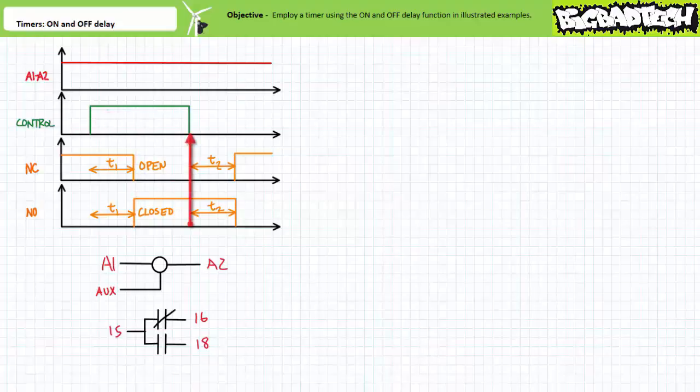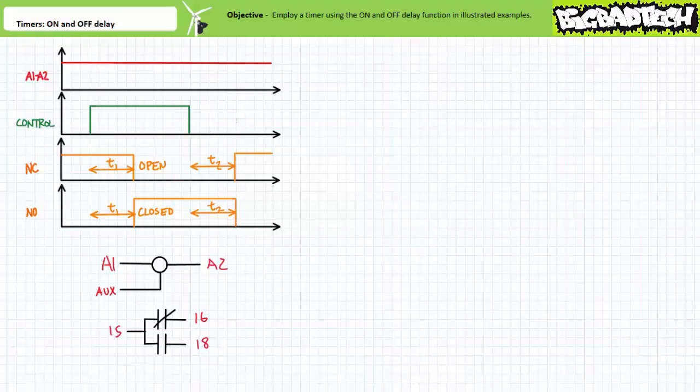When the controlling input is de-energized at this instant here, the associated contacts do not immediately return to their deactivated states, but rather maintain the activated state for a predetermined off delay period, T2. Only after the predetermined off delay period has elapsed do the contacts return to their deactivated states here. This is the off delay portion of an on and off delay timer.